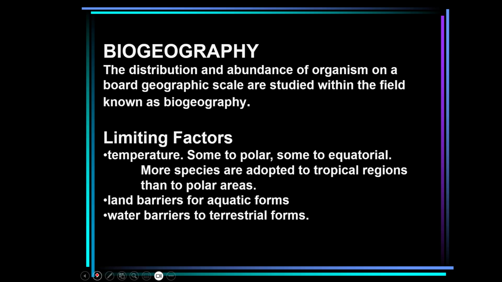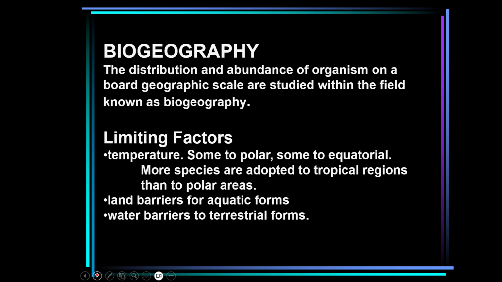This one here is biogeography. The distribution and abundance of organisms on a broad geographic scale are studied within the field which is known as biogeography. Of course, this has limiting factors. What are limiting factors? If you think about the temperature, there are some animals or plants that can only live in polar environments. Some can only live in equatorial environments.